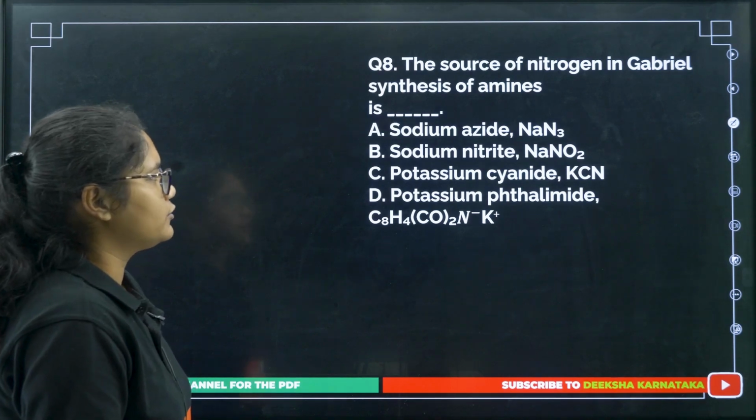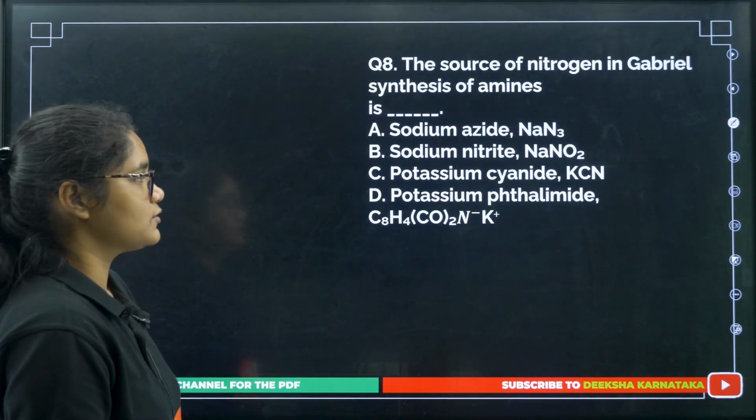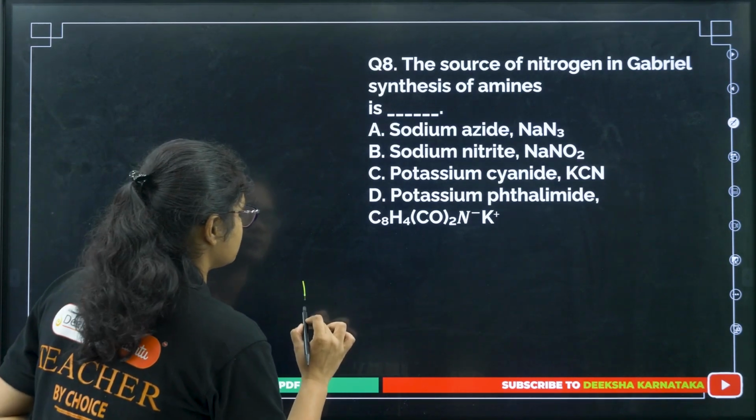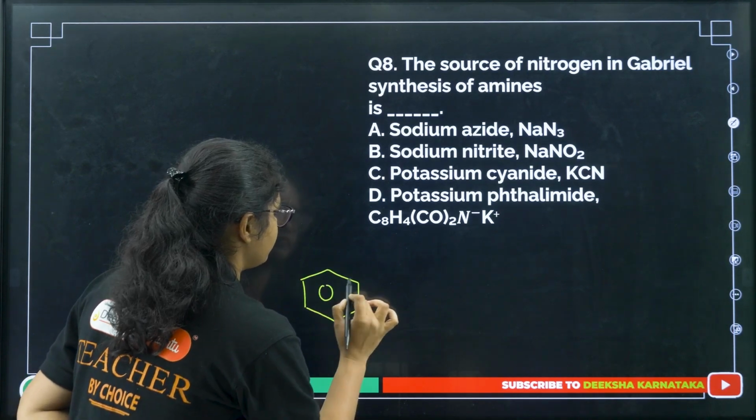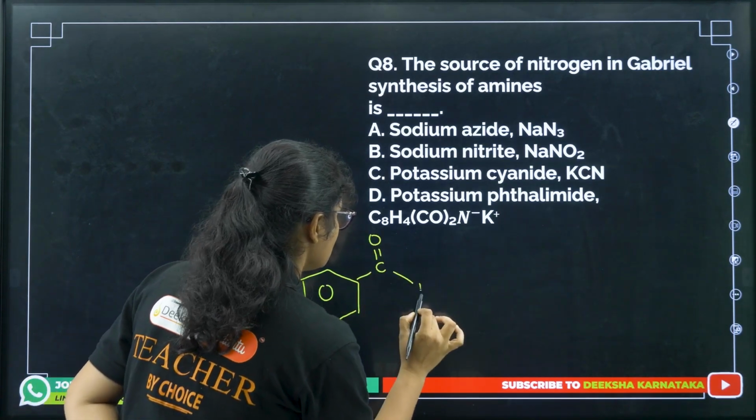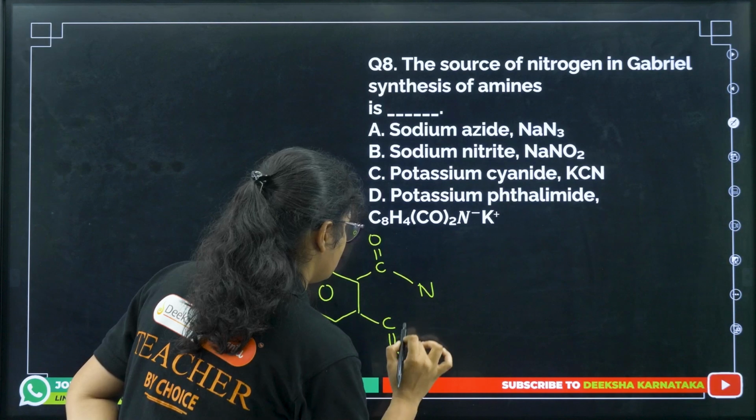Next, the source of nitrogen in Gabriel phthalimide synthesis of amines. So if you remember, what is the source of the nitrogen? We have this one, right?